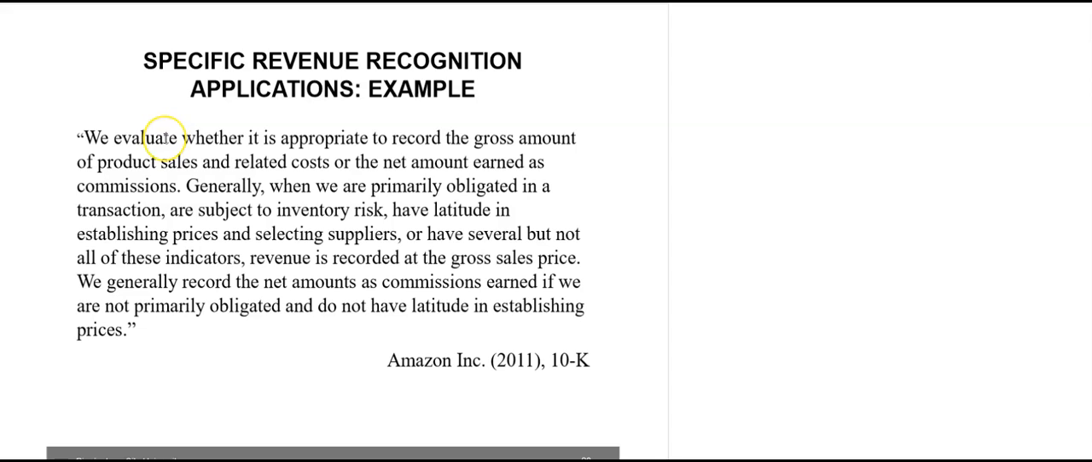Here is an example of the same principle that we just learned from Amazon's financial statement for the year 2011, and the company is stating in this disclosure that whenever it has the obligation, it reports the revenue as gross. Otherwise, it reports it as net.